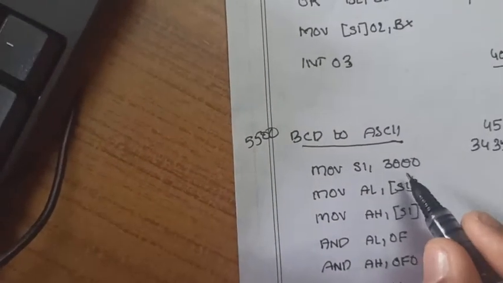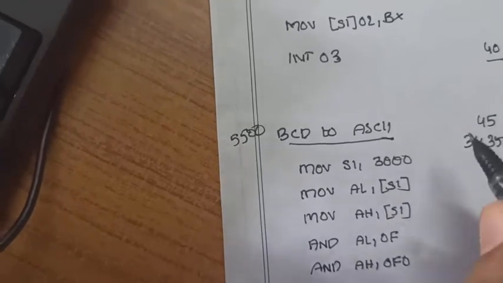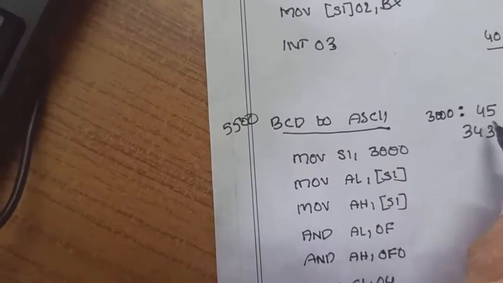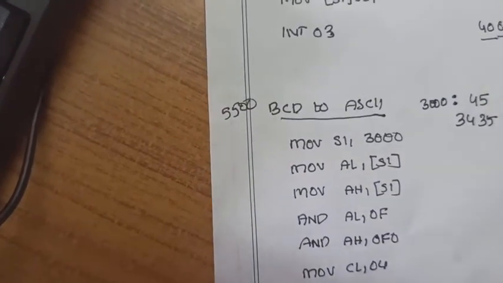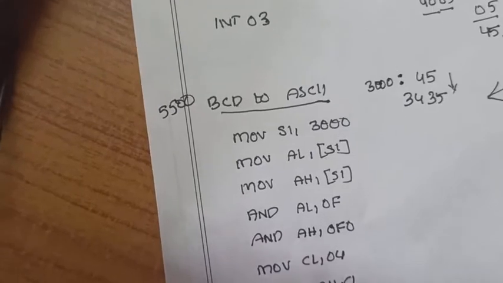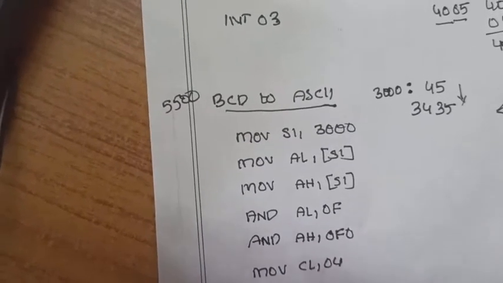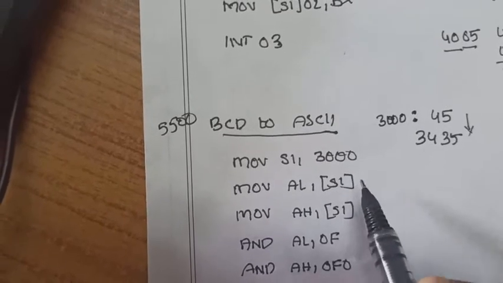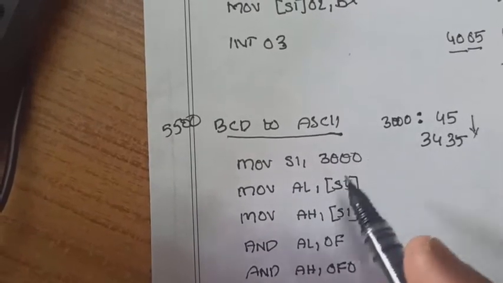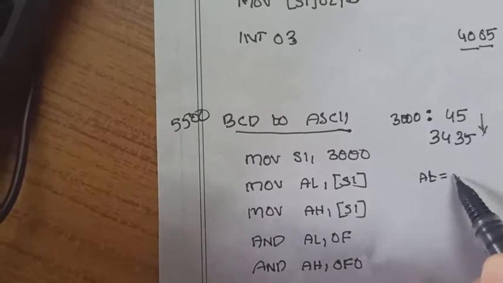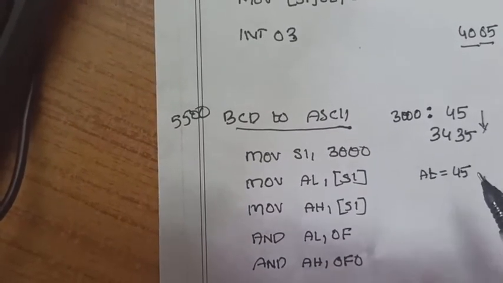So we have taken SI comma 3000. In the 3000 memory location, I have the input of 45. Now I want to convert this 45 into the ASCII number 3435. Let us see how the logic works. In the first instruction, I am taking that SI data into AL. Now AL equals 45.